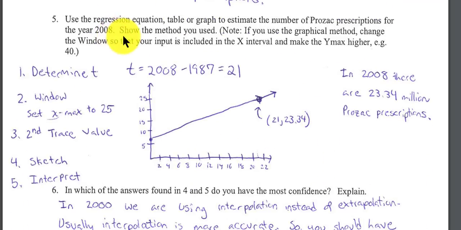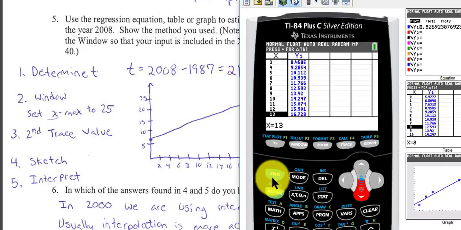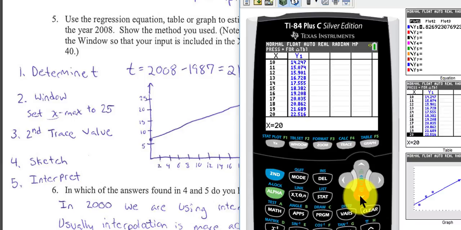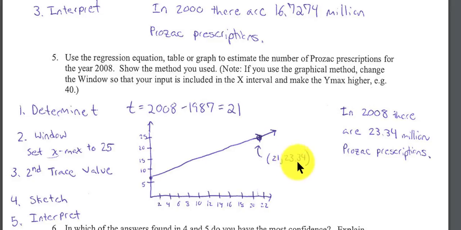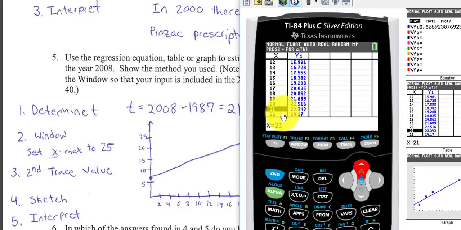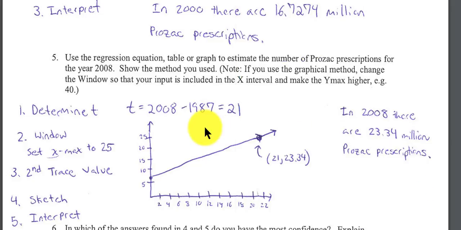Number 5, it says, all right, now how many prescriptions were in 2008? Well, 2008 is 21 years after 1987. I could simply scroll down to 21. And there it is. Oops, I went too far, right? I could put 21 into my equation and I'd get 23.34, right? So if I put 21 into T, I should get 23.34, right? That's using the table. You can also graph it.